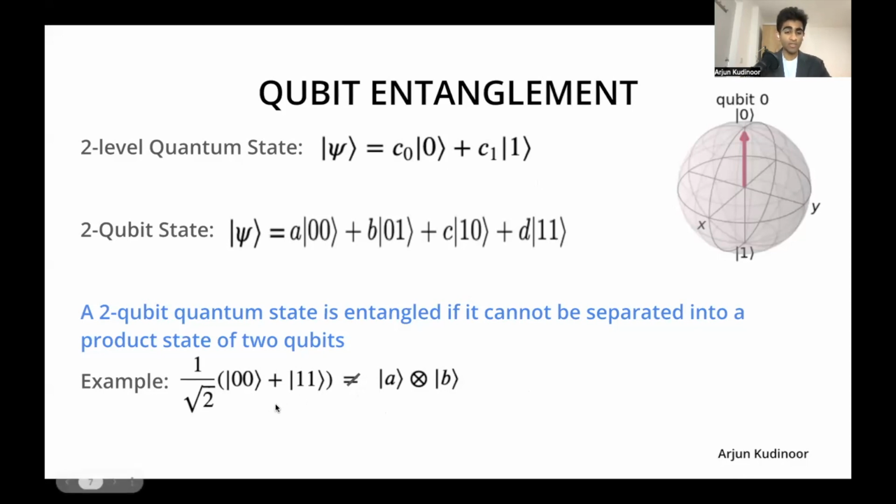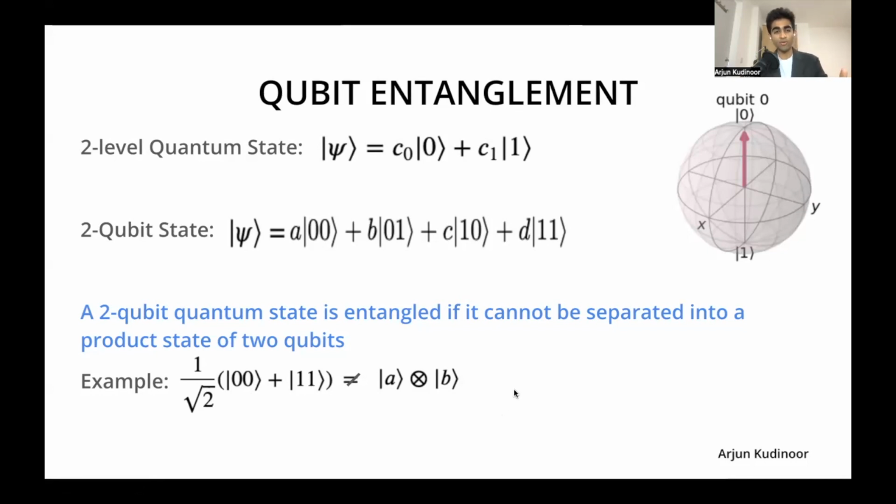Another way to think about this is if you were to measure one of the qubits in the 0 state, you would immediately know that the second qubit needs to be in the 0 state as well. Similarly, if you measure one of the qubits to be in the 1 state, you would immediately know that the other one is in the 1 state.